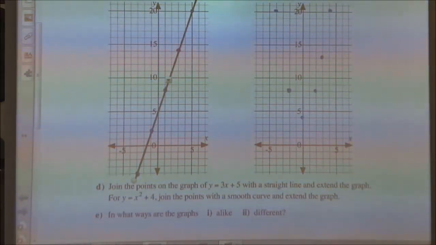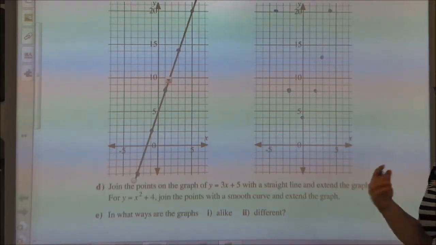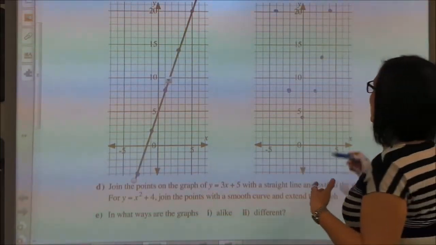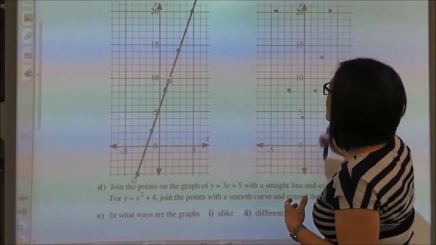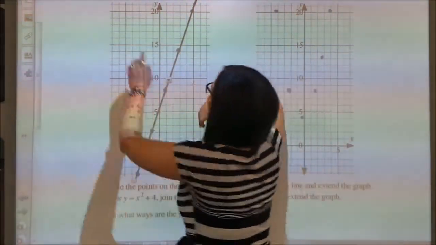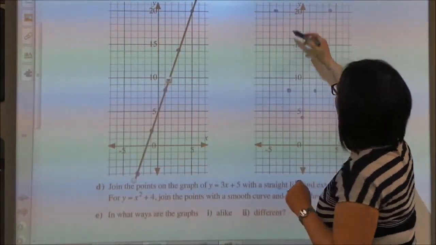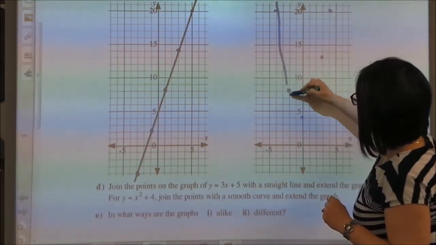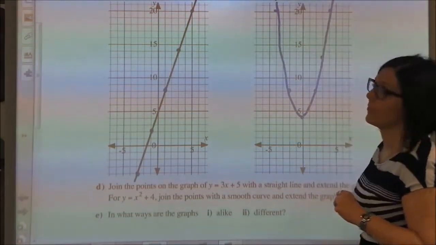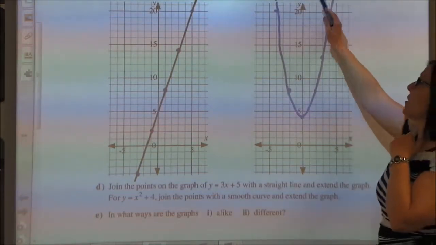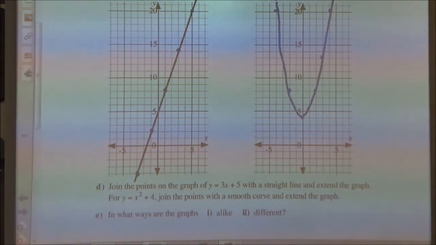With the second graph, I can't really join it with straight lines, so I can't use my ruler, but I try to draw a smooth curve. Mine's not smooth on that side. There we go. And you're just putting arrows at the top to show that it extends. Okay, I'll give you a moment to finish that up.